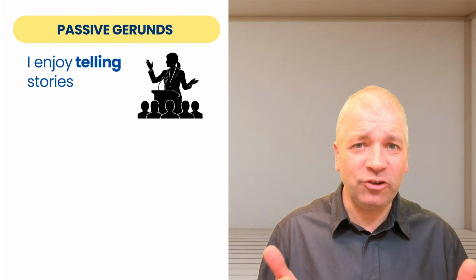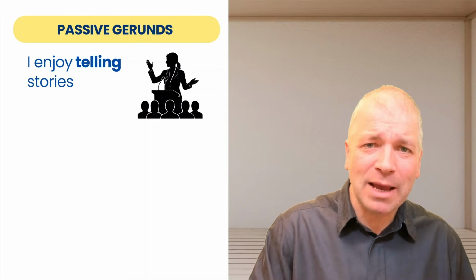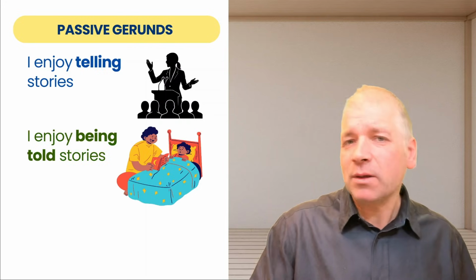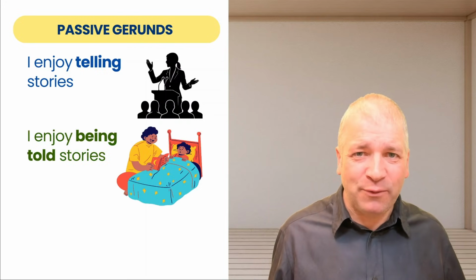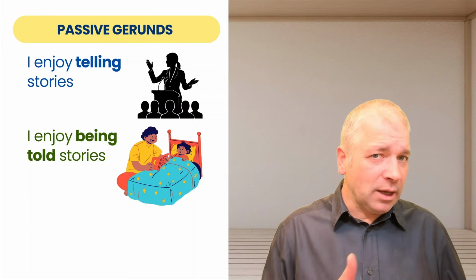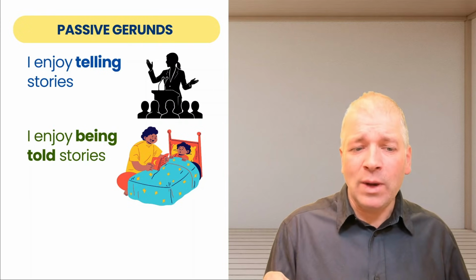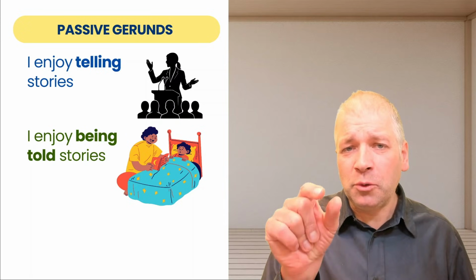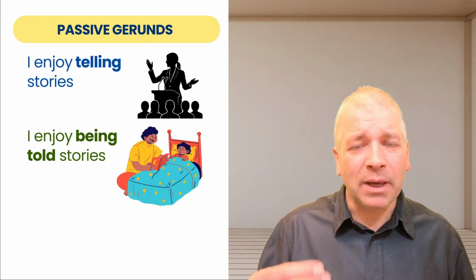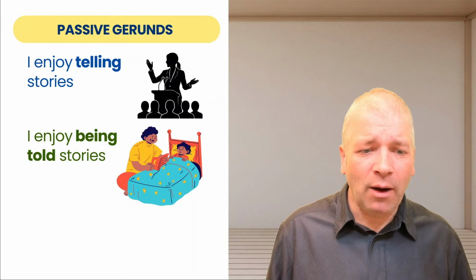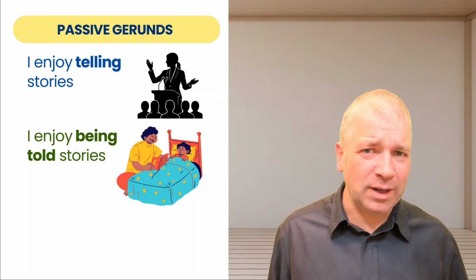We're looking at gerunds in English, but how do we make them passive? The same as what we do with passive infinitives. We keep the first verb at the beginning and then we change the verb to be. And be becomes the gerund form. "I enjoy being told stories."